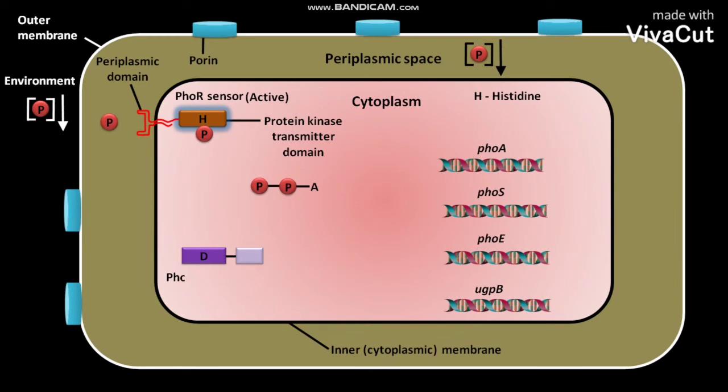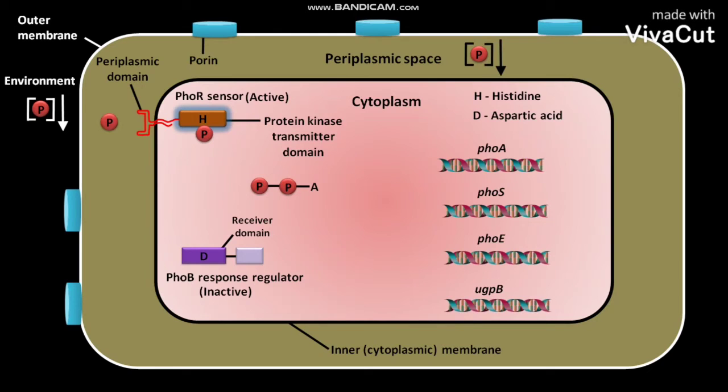In the cytoplasm of E. coli, a PhoB response regulator protein is present. It is a transcriptional activator. This PhoB response regulator protein has a receiver domain. The receiver domain has an aspartic acid denoted as capital D. Initially, the PhoB response regulator protein is present in its inactive form.